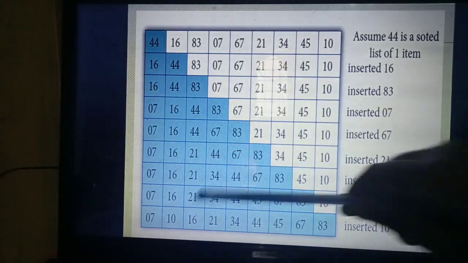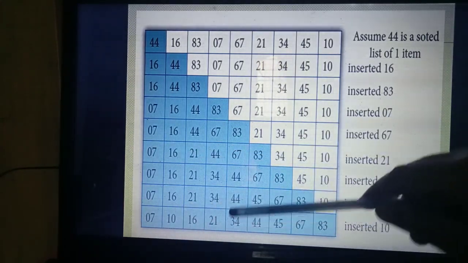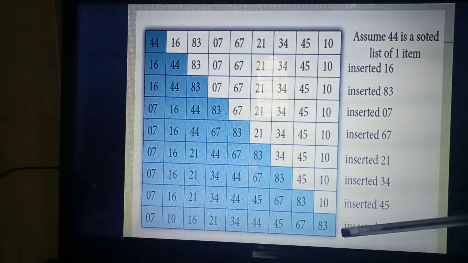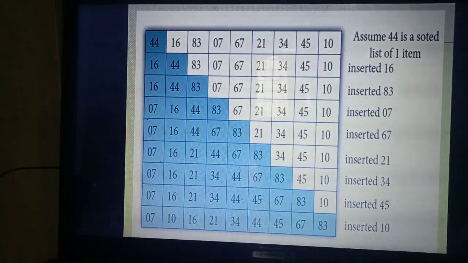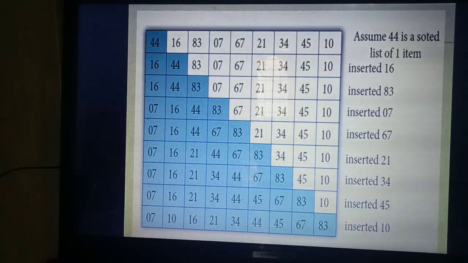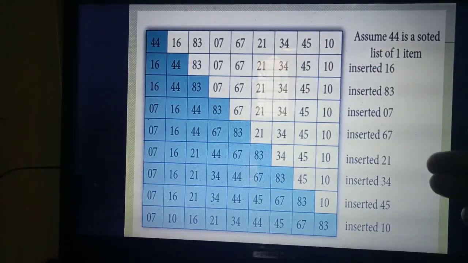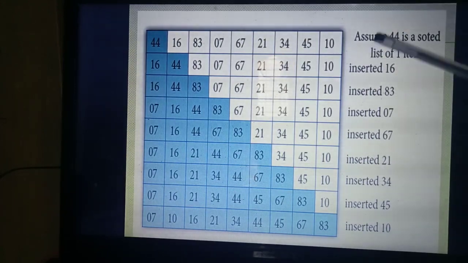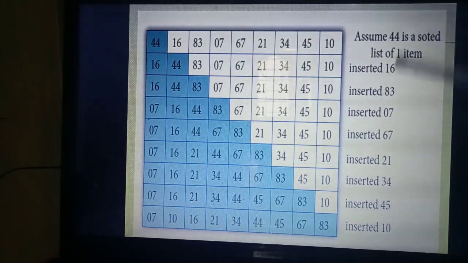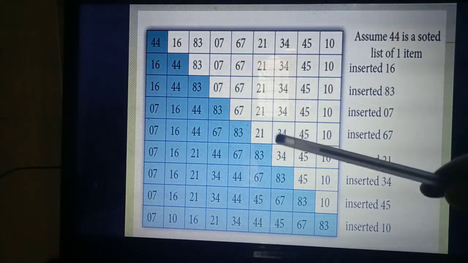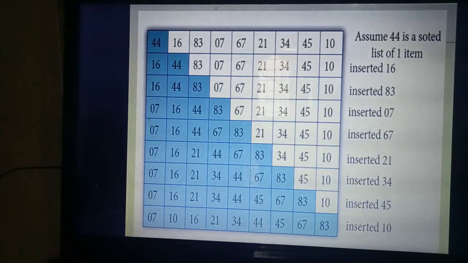That's all. Finally, you see the elements 7, 10, 16, 21, 34, 44, 45, 67, 83. Do you get the sorted array list? Yes. Through N minus 1 passes, you are inserting elements. Each step you are inserting one element. With each insertion you arrange or shift the elements, with the smallest at the first and the greatest at the end.